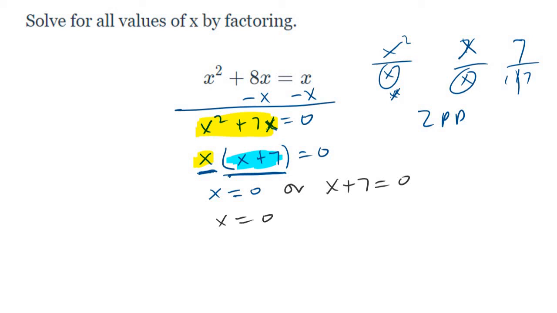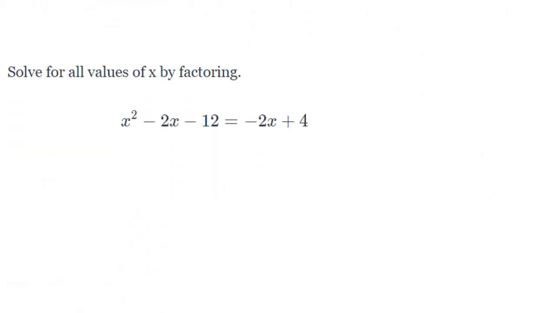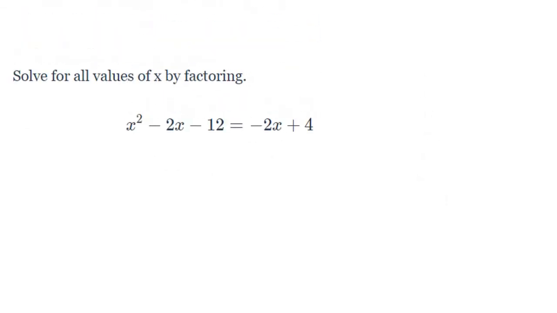x equals 0 is done. But we need to subtract 7 from both sides here, so x equals -7. So there are 2 answers, 0 and -7. All right? This involves factoring a binomial. The next one is interesting. So we're going to do the first step.